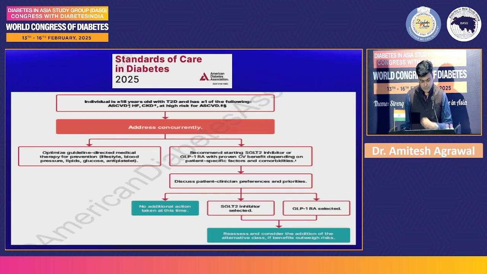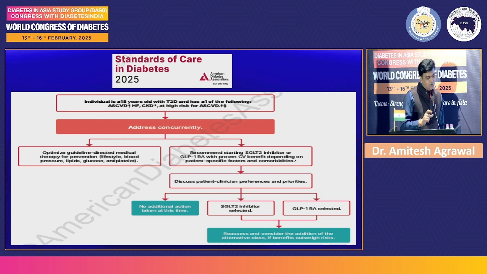Now, coming to the Standards of Care in Diabetes 2025, I can see it also says that individuals more than 18 years with diabetes and any one of the following, atherosclerotic cardiovascular disease or high risk of it, you have to address all things concurrently. They have also recommended starting SGLT2 inhibitors and GLP-1 RAs. In fact, they are also considering that risk should direct the medication therapy. So if the patient has a higher risk, as sir has said, you should be recommending starting SGLT2 inhibitors or GLP-1 RAs. So till now we are on the same page.